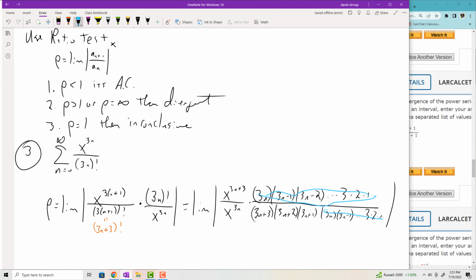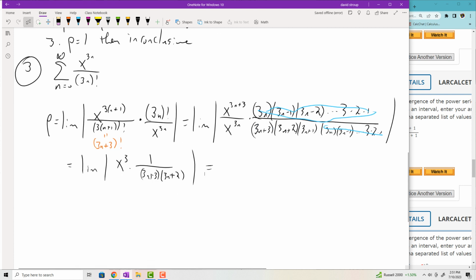And then you'll get an x cubed in the leading term there. x to the 3n plus 3 minus 3n is just x to the third. So I have the limit of the absolute value of x cubed times 1 all over 3n plus 3 times 3n plus 2. You could factor out the x cubed, but you have to be a little careful to take those absolute value symbols with you, because the x cubed is not dependent on n.